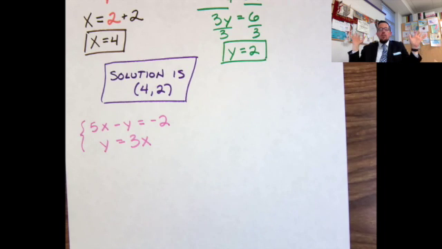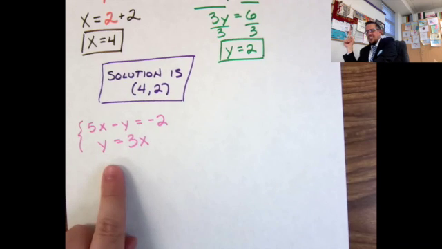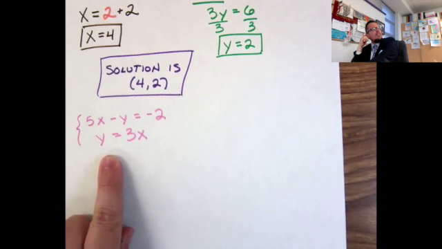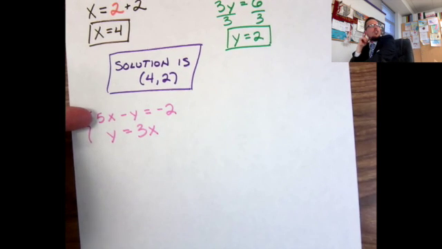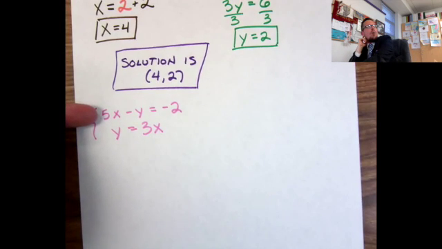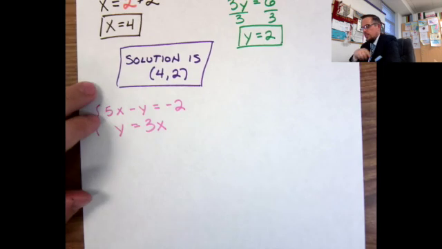Now, my first goal with substitution is to solve one of the equations for one of the variables. Looks like I already have that done. This one's already good to go. Y is already by itself. So look at the first equation. What would it look like if I were to replace that y with 3x? If I were to substitute 3x in place of y?